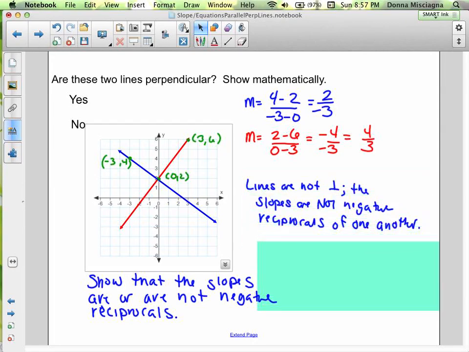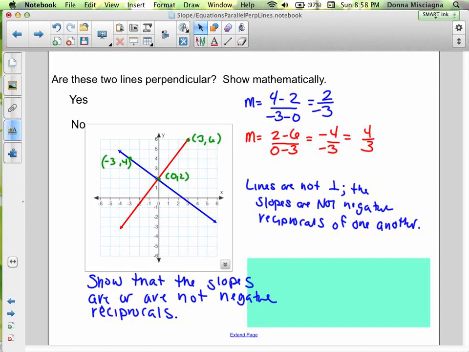Let me move, stop blocking my writing. Lines that are not perpendicular, the slopes are not negative reciprocals of one another. So when you're asked to determine whether lines are parallel or perpendicular, make sure you find the slopes. If they have the same slope, they're parallel. If they have slopes that are negative reciprocals, they are perpendicular. And if they're not the same and not negative reciprocals, they are just intersecting lines. So these are just intersecting lines, nothing special.